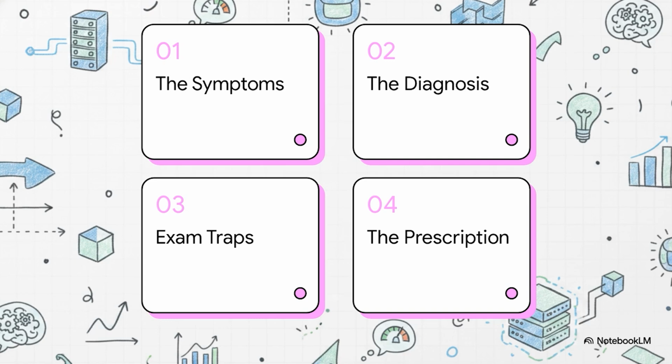Here is our diagnostic funnel for today, which maps perfectly to the exam's expectations. Section 1, the symptoms, why this actually matters. Section 2, the diagnosis, how to identify those inefficient VMs. Section 3, exam traps and edge cases. And finally, Section 4, the prescription, the key facts you absolutely must memorize.